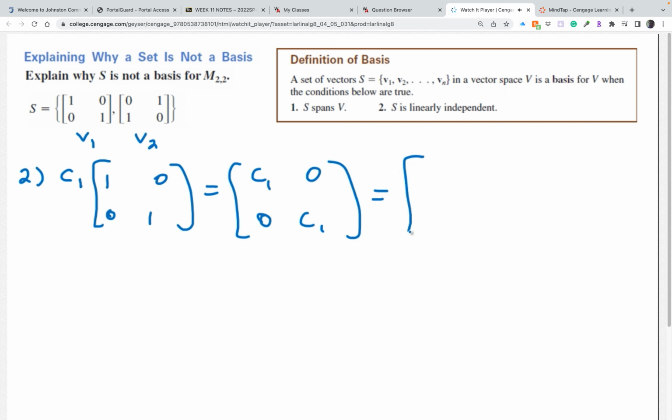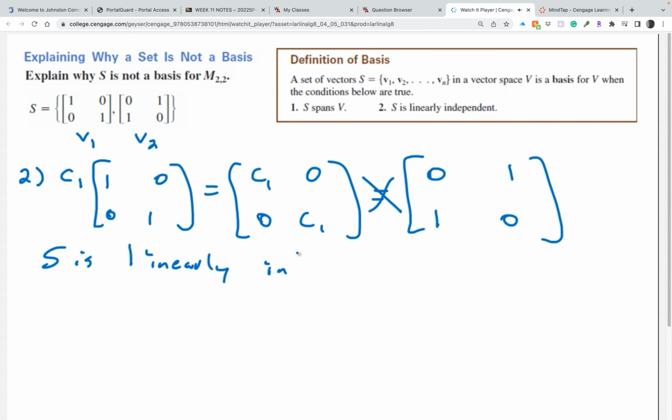And if we set that equal to the second matrix, 0 and 1 in the first row and 1 and 0 in the second row, we get something that's not possible. So this is not possible. So this means that S is linearly independent. So one vector or matrix is not a constant multiple of the other.